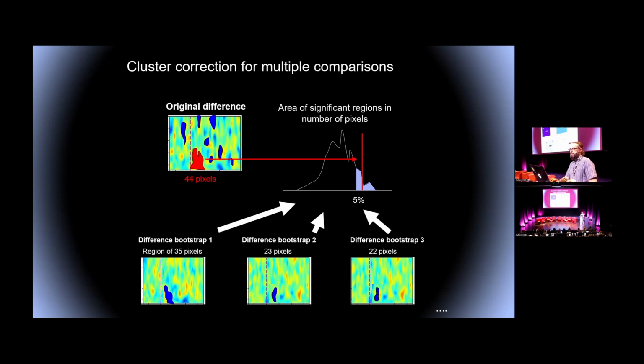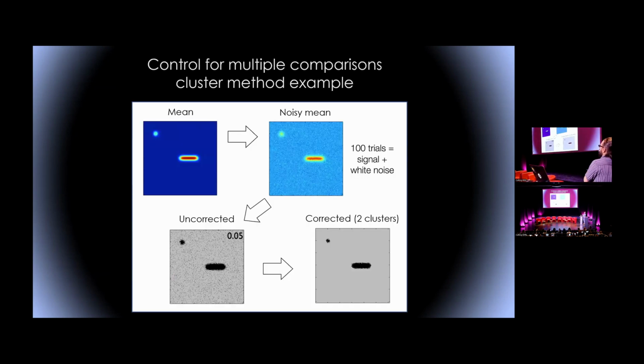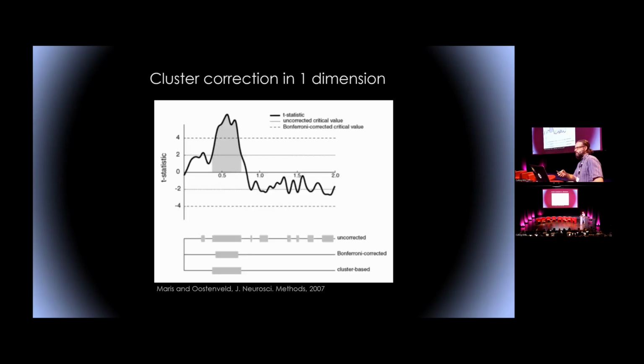Here is an example. This is the ground truth. This is the mean. We add some noise. This is uncorrected with 0.05 threshold, and this is corrected with cluster correction. You see that it can recover the 2 clusters and remove most of the noise present in the uncorrected statistics. This can be applied to 2D images, like time frequency images. It can also be applied to a single time course. For example, this could represent an ERP, and here we see the uncorrected regions of significance, the Bonferroni corrected, and the cluster-based method.